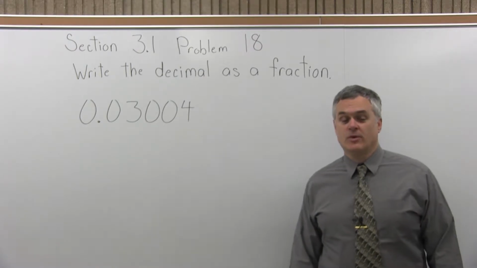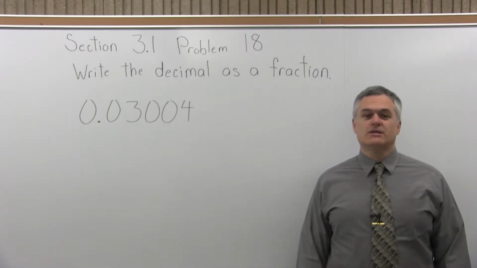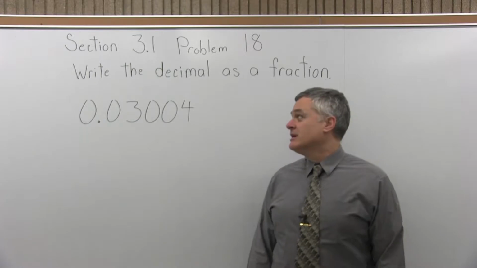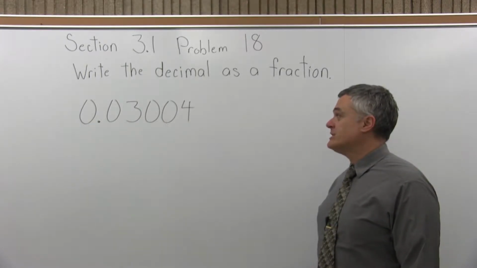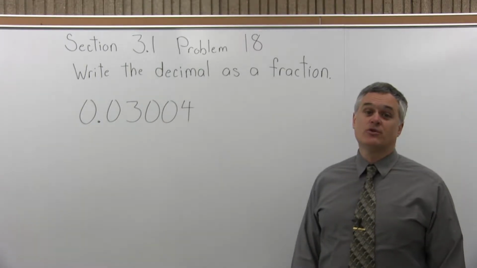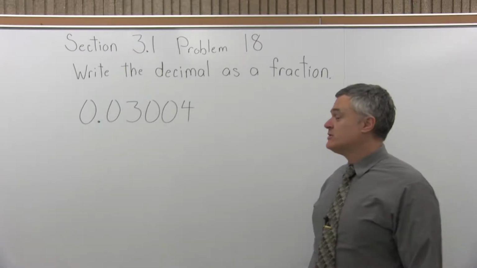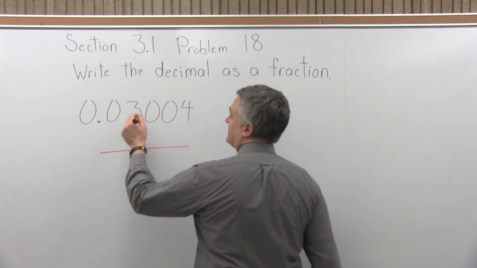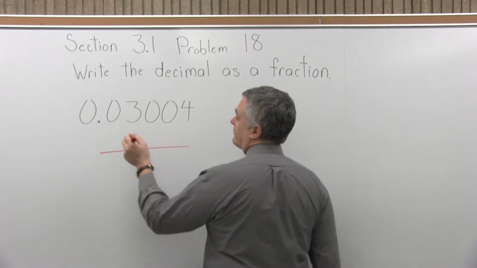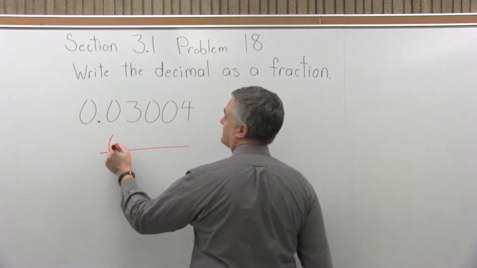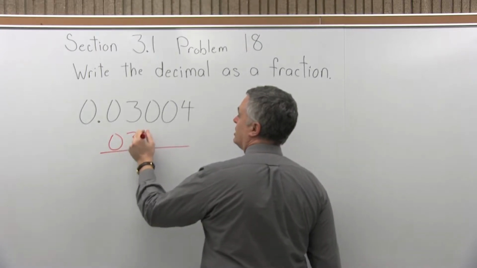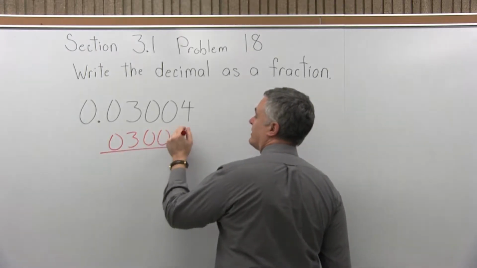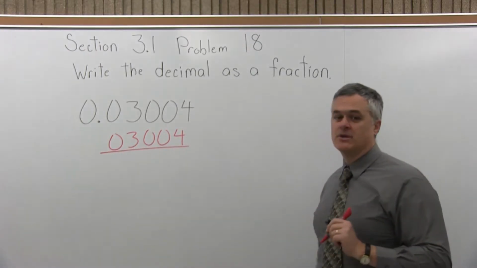This is Section 3.1, Problem 18. It says write the decimal as a fraction, and the decimal we have is 0.03004. So step 1, write what comes after the decimal in the numerator of a fraction. So after the decimal I have a 0, a 3, 2 more zeros, and then a 4. So that's the first step.